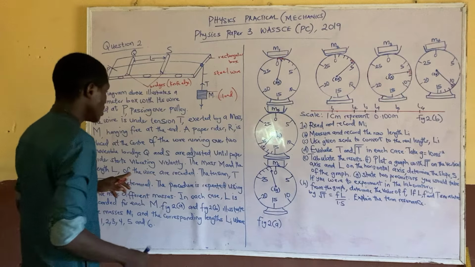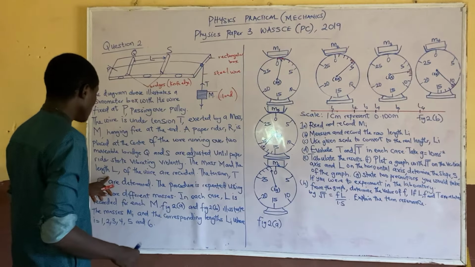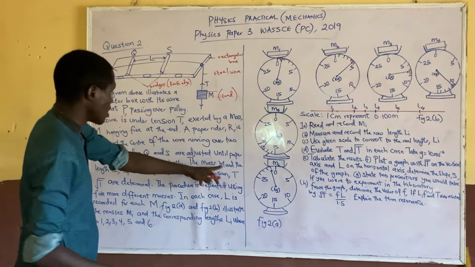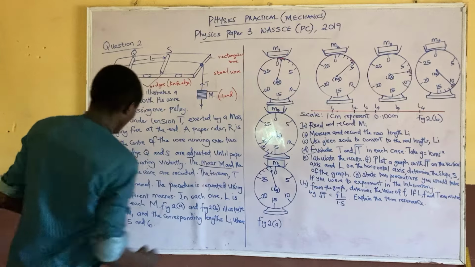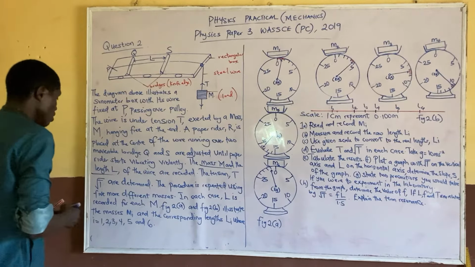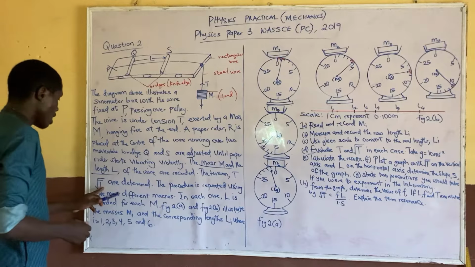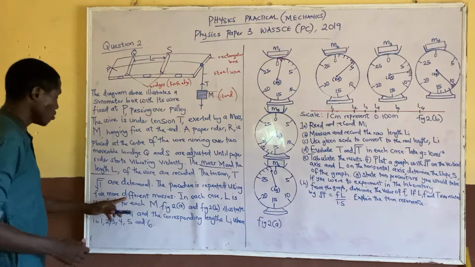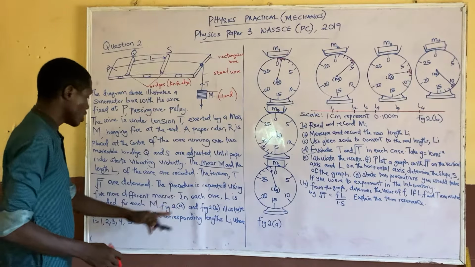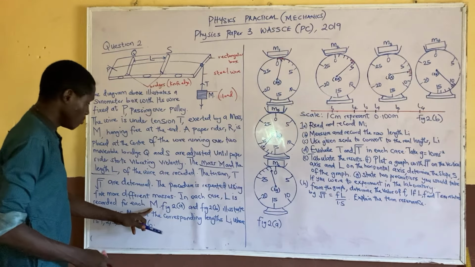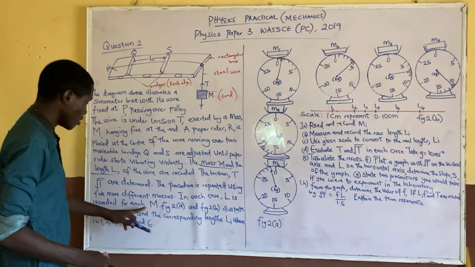The mass M and the length L of the wire are recorded. The tension T and the root T are determined. The procedure is repeated using 5 more different masses. In each case, L is recorded for each M.